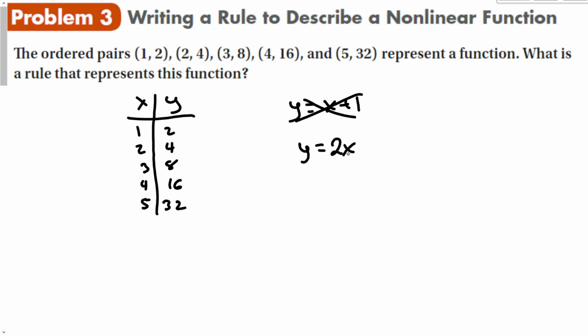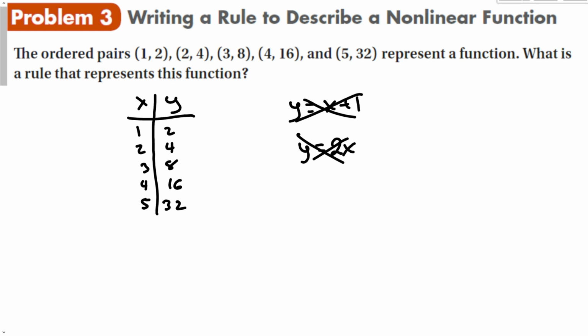But if I plug one in, that works, that's two. If I plug two in, that works, that's four. If I plug three in, that's six. So it doesn't give me eight. So this one is no good as well. So the trick is to come up with a non-linear function that makes all these different points work. And there's no trick to this.